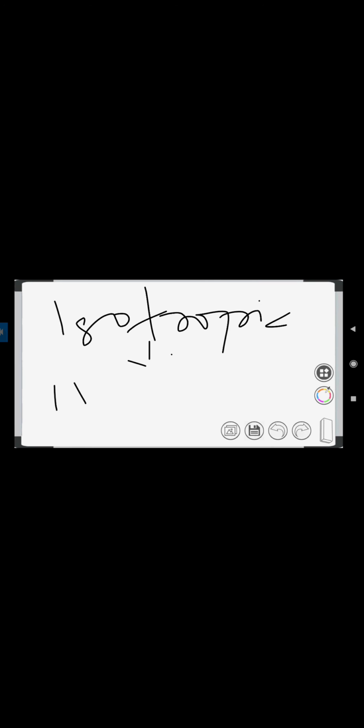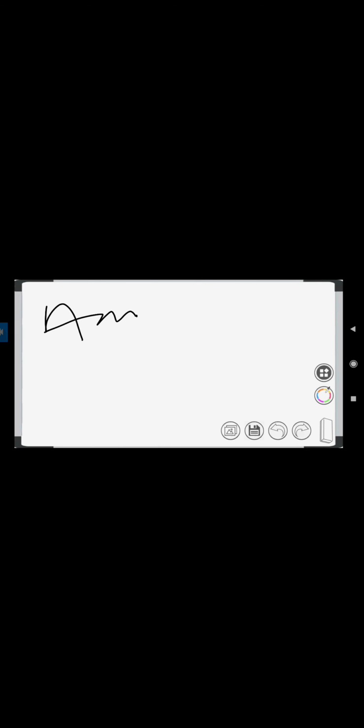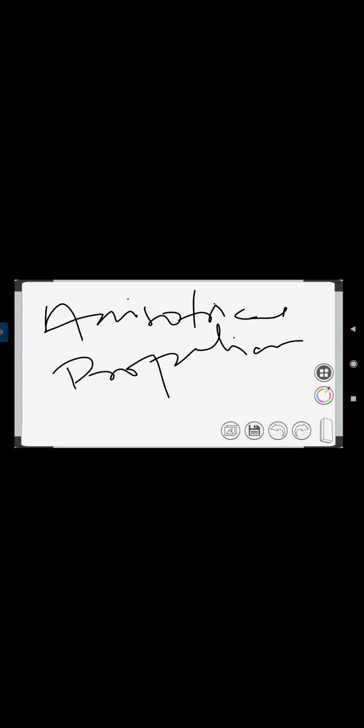I hope I'm clear with the stress and strain concepts. Now let's come to isotropic and anisotropic. This is very easy. Isotropic refers to a material or rock which has identical properties in all directions, and anisotropic materials or rocks are those whose properties change with direction.